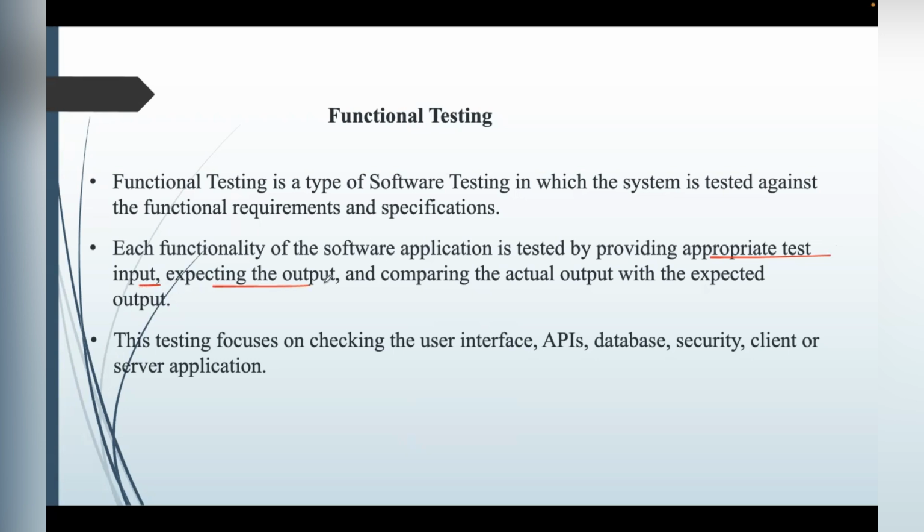Then we expect the output and compare the actual output with the expected output. It involves checking user interfaces, APIs, database, security, client-server applications, and functionality. Functional testing mainly involves black box testing and can be done manually or using automation.